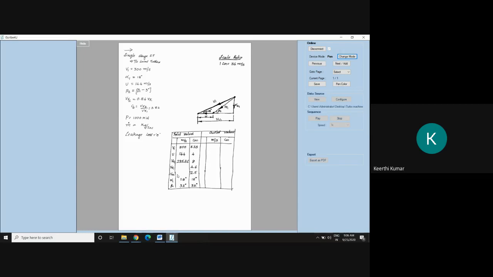VA1? VA1 was 92 point something, sir, in meter per second. Let it be 92, sir. Okay. And what about others? What about this VR1? 165.6 meter per second. So I finished all the values from the inlet triangle.